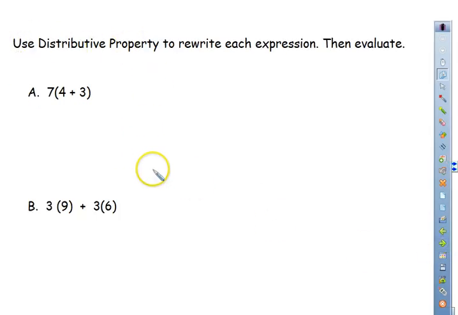So now the next part says use distributive property to rewrite each expression, then evaluate. So I'm going to let you go ahead and solve both of these problems using distributive property to do so. Make sure when you're done you evaluate, which means solve.